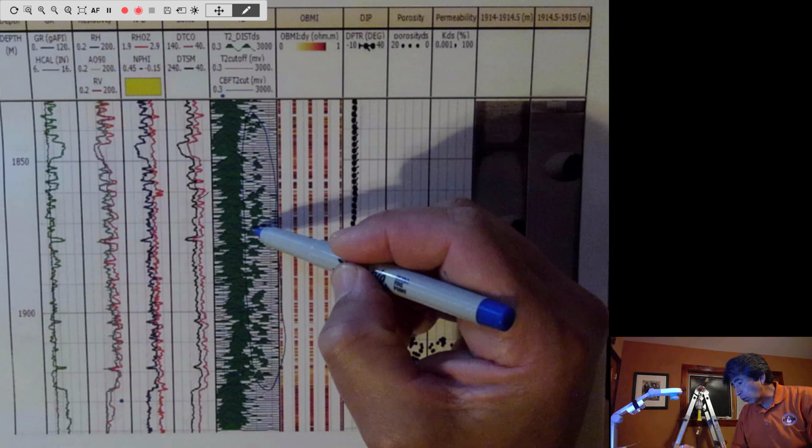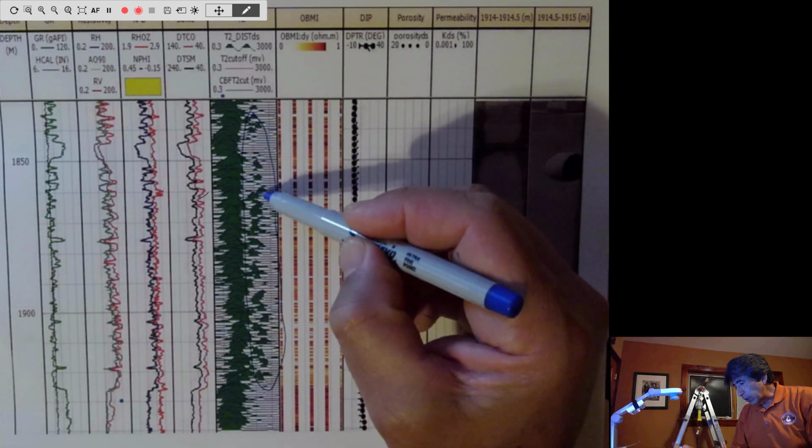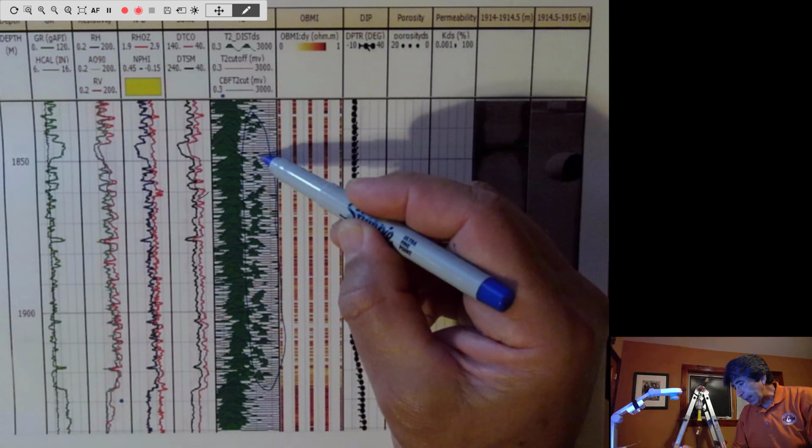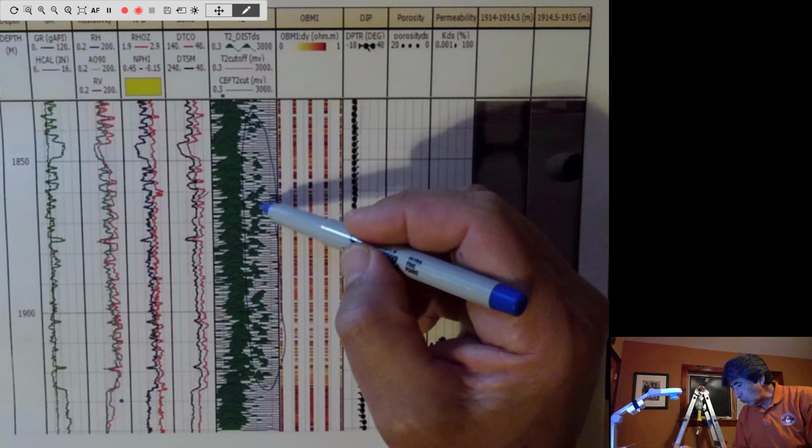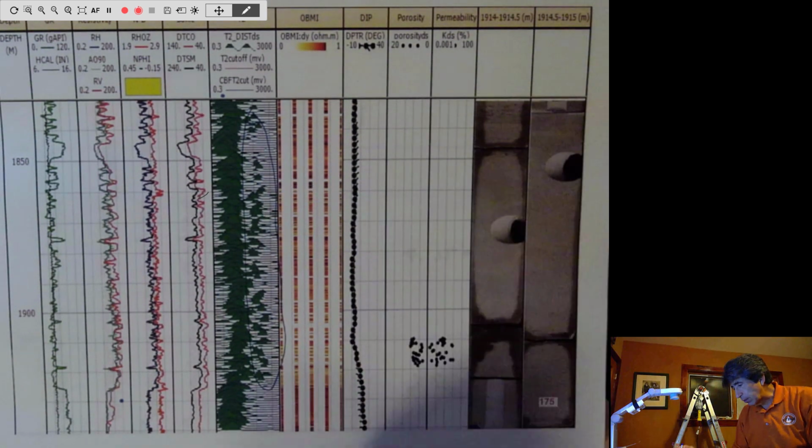Certainly we don't see uniformity. It's very patchy, and the values, the heights of these T2 distributions for the sandstone dominant peak are very reduced, and also the location is extremely variable. So the quality of these sandstone developments is not as good as the one that we have seen before.